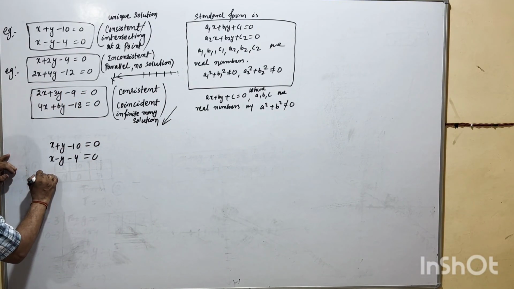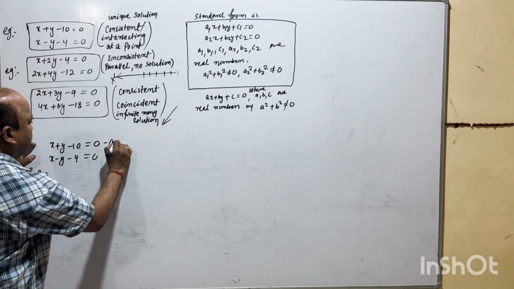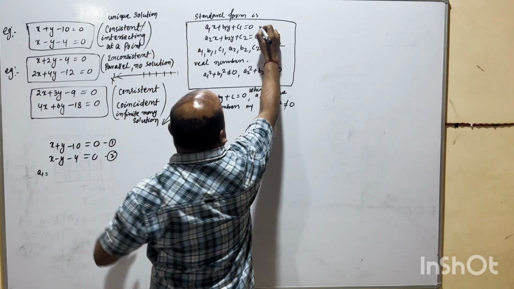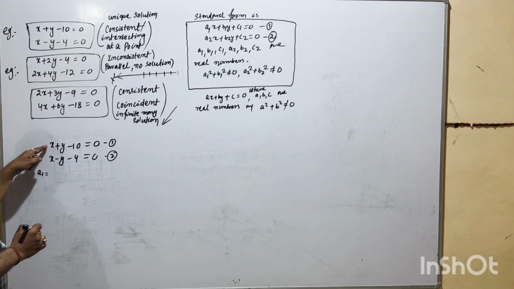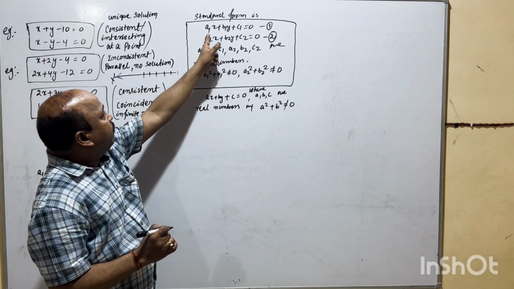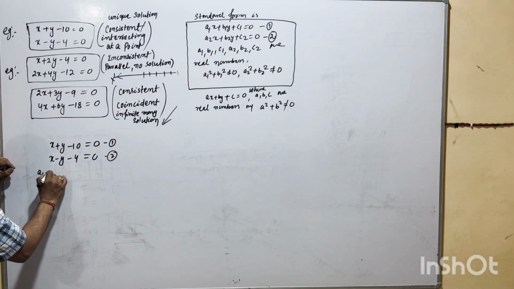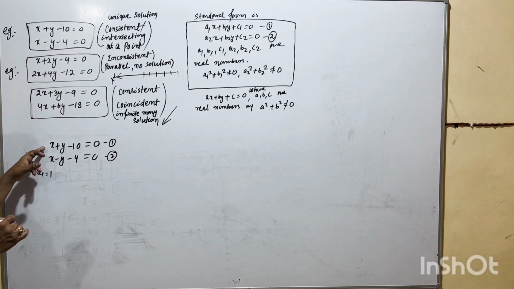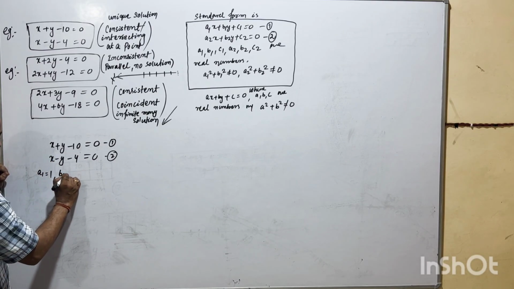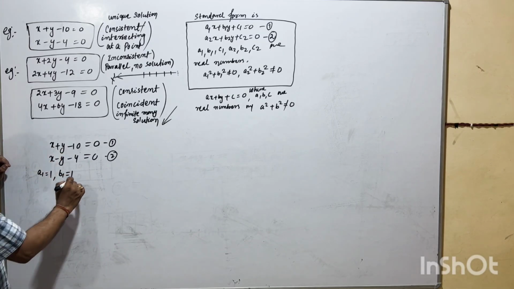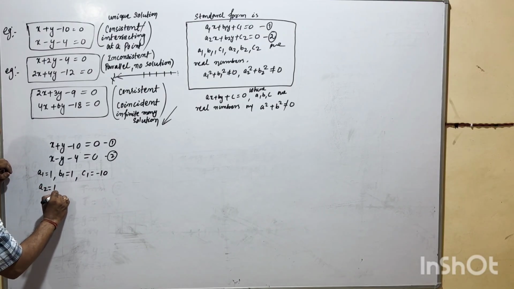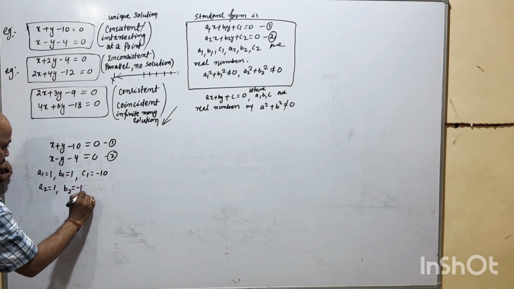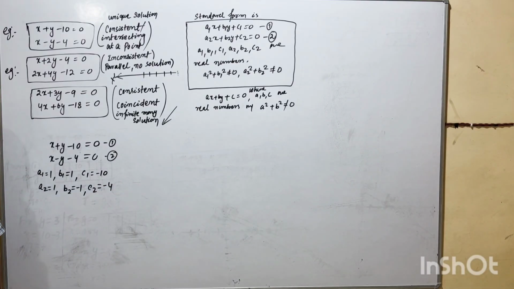So tell me the coefficients here, comparing the first one with the first equation and the second one with the second equation. What is the coefficient of x here? Just a1x. What is a1 here? Nothing means 1. We don't write 0 here, because if 0 multiplies, it becomes 0. So positively it is 1. Then b1 is equal to 1 also, and c1 is equal to minus 10. Similarly, a2 is equal to 1, b2 is equal to minus 1, c2 is equal to minus 4.